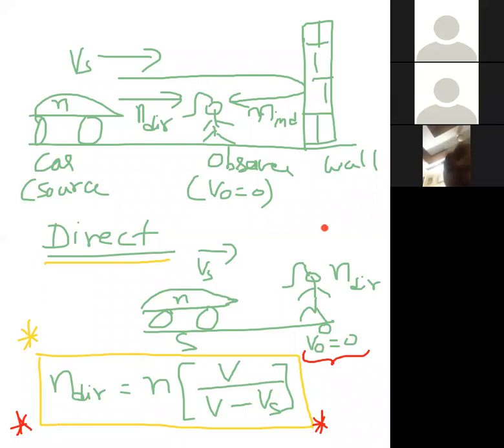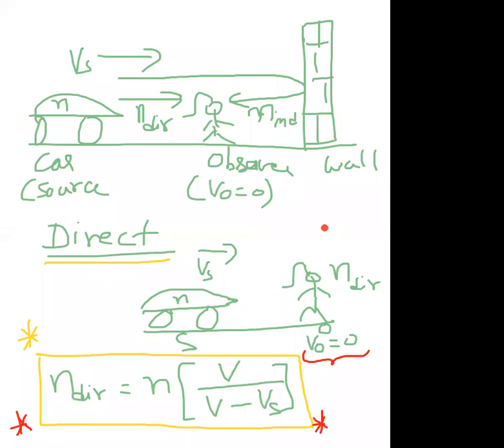So first, the direct sound. Here n is the frequency of sound emitted by the source, and n direct is the direct sound, that is, from the car to the observer. Indirect is from the car to the wall, and the wall to the observer, the indirect sound. First we are discussing the direct situation. In the direct situation, the car is moving towards the stationary observer, so the emitting frequency is always n, and the listening frequency is n direct. From our Doppler effect formula, n direct is equal to n into v by v minus vs, from the situation of the source coming towards the stationary observer.